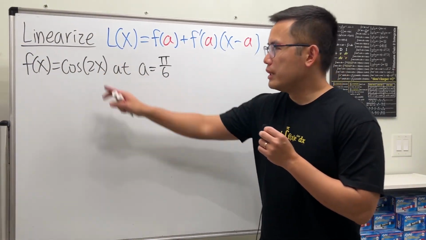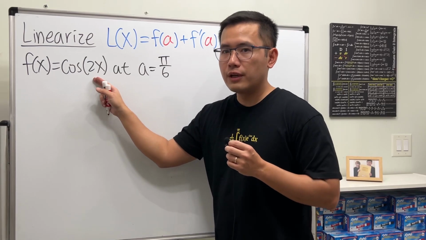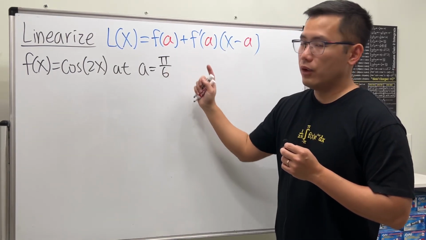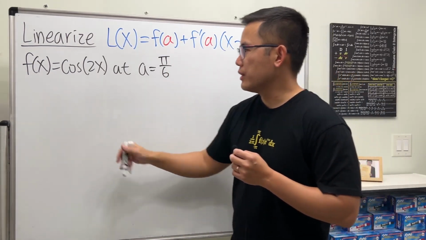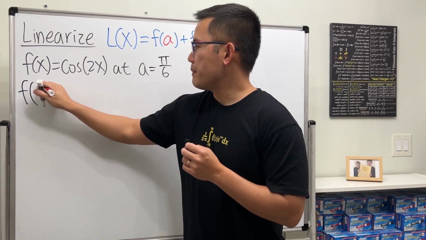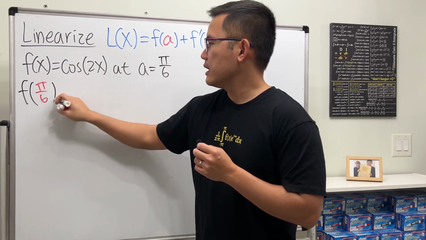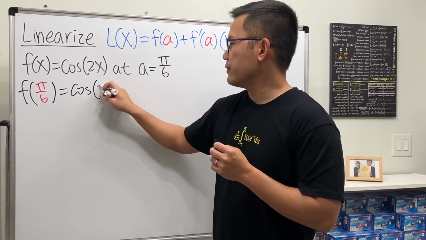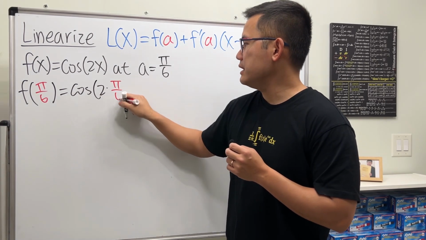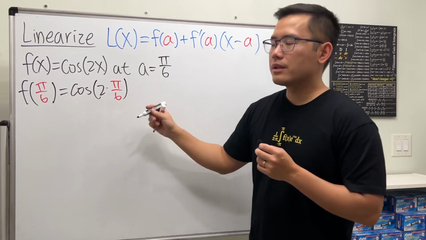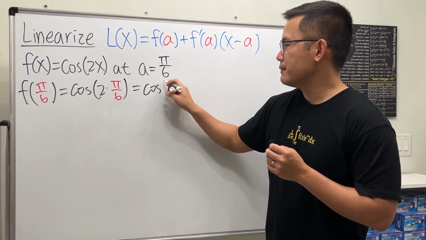Okay, here we are going to linearize this function, cosine of 2x, at a value pi over 6. Here's the formula, so let's go ahead and get to work. f of pi over 6. So this is cosine of 2 times pi over 6. In other words, cosine of pi over 3.